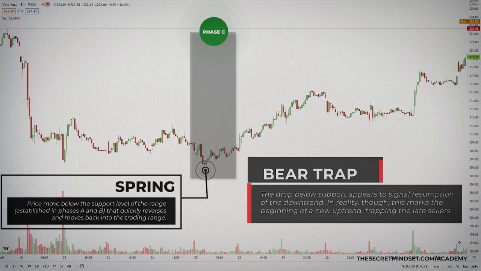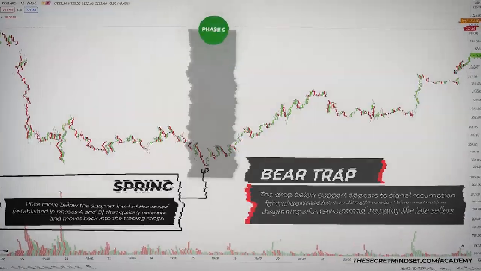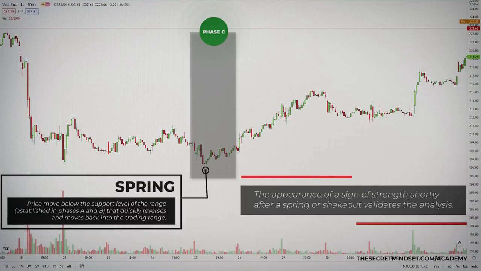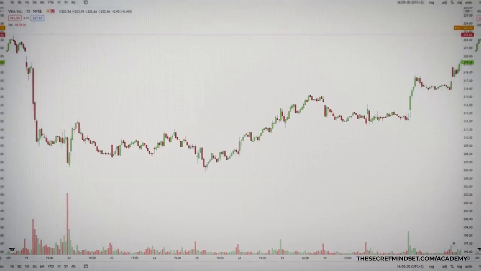In Wyckoff's method, a successful test of the supply, represented by a spring or a shakeout, provides a high probability trading opportunity. The appearance of a sign of strength shortly after a spring or a shakeout validates the analysis. Please note that the testing of supply can occur higher up in a trading range without a spring or a shakeout.